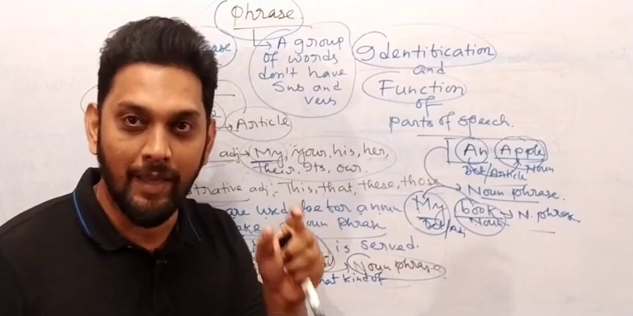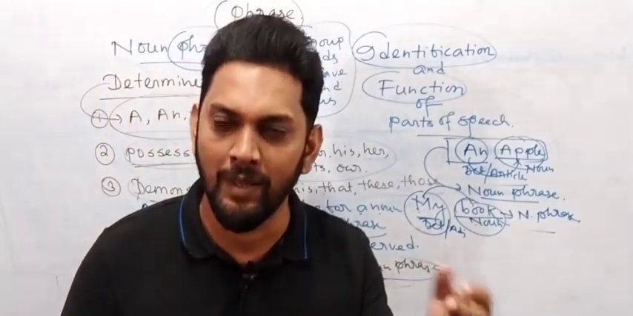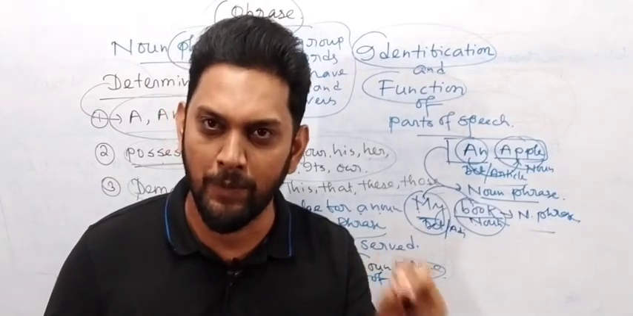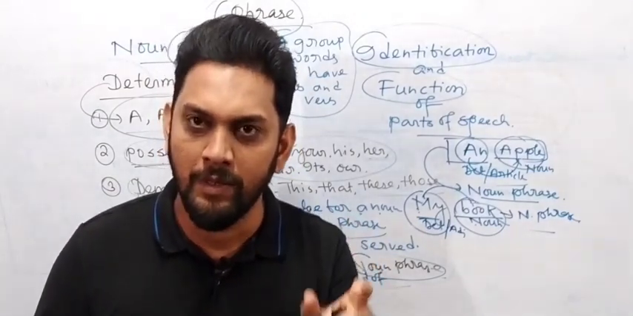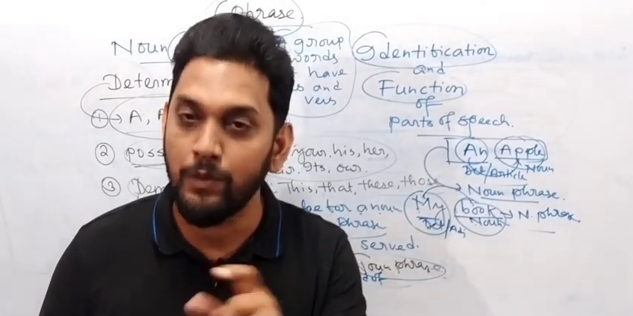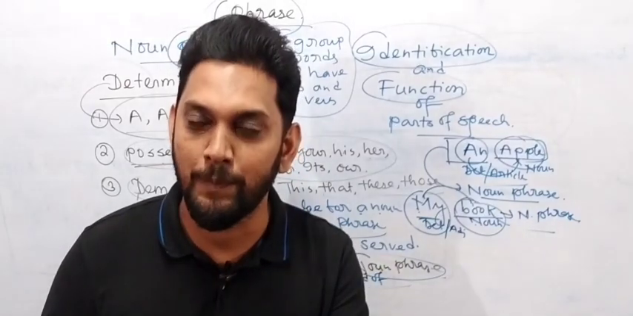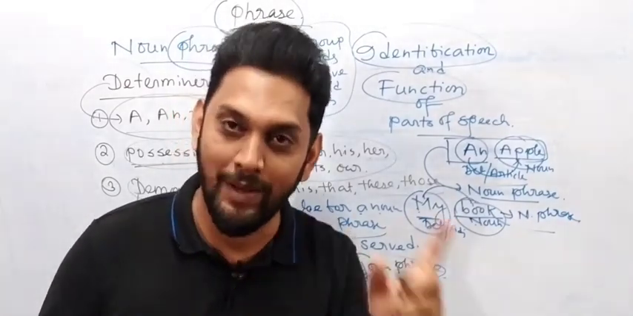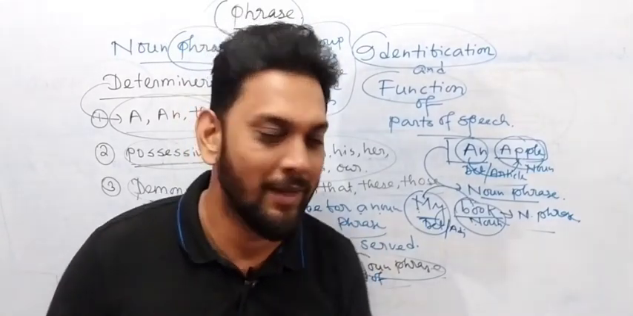What does it mean? Adjective means what? An adjective always describes a noun or a pronoun. It always comes for a noun or a pronoun. It means an adjective always describes a noun or a pronoun. So an adjective phrase can also describe a noun or a pronoun. And whenever an adjective phrase describes a noun or a pronoun, from the noun to the adjective, that much will become a noun phrase. So you can understand, I know.